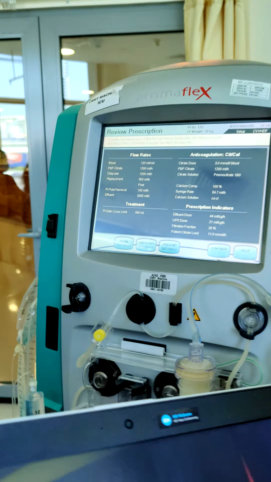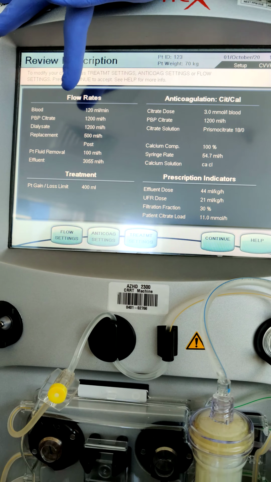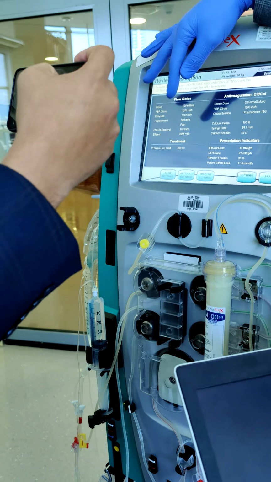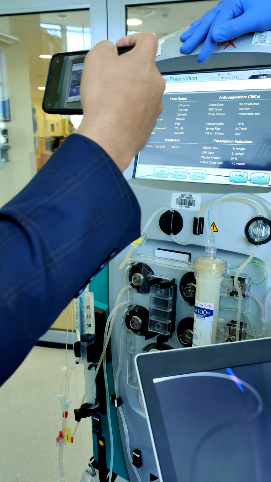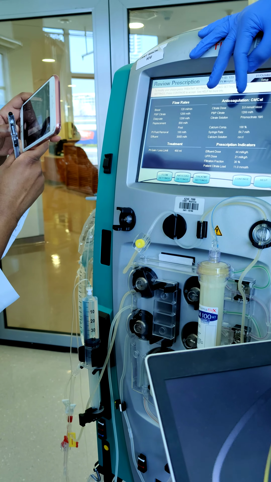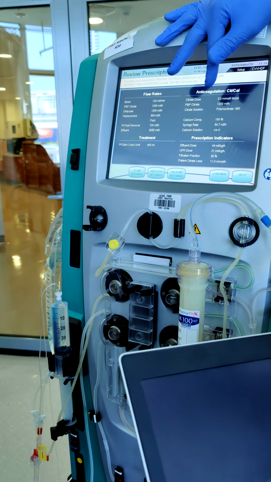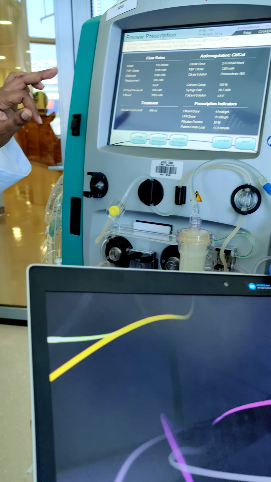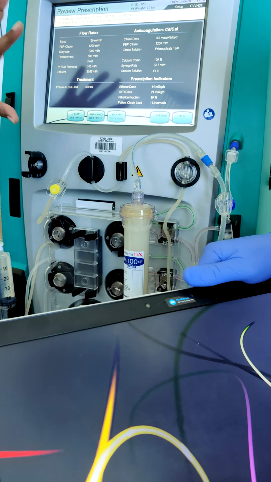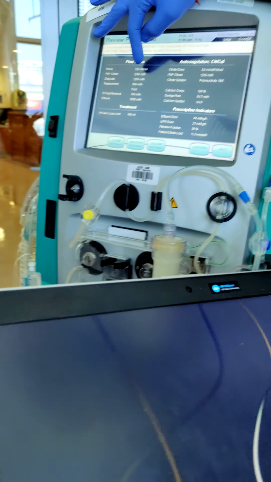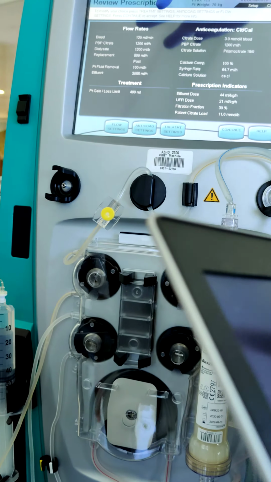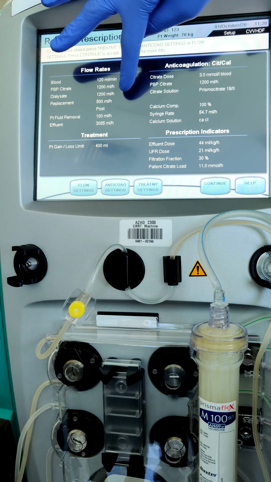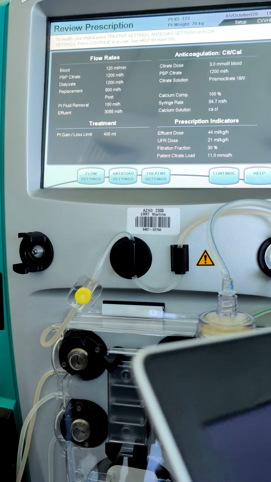This is an overview of what we did, all the prescriptions: blood flow, pre-blood pump citrate, dialysate, replacement, post fluid removal, citrate dose from the other side here, calcium composition, calcium solution, all the things. This is an overview of the prescription. Just review this integration, what we have to monitor, to assure that the prescription is as per the protocol. We didn't put any value by mistake, for example, this one is not 90 or the dialysate here is not 800. Just to check it's aligned together.